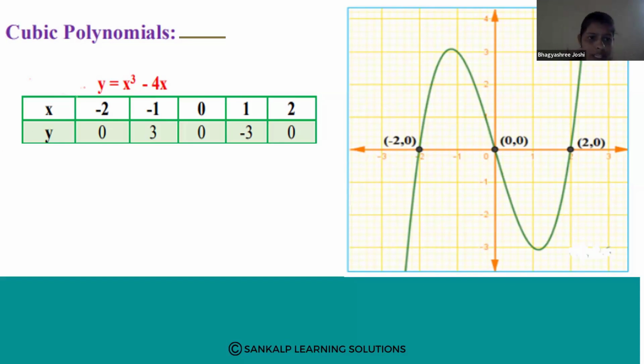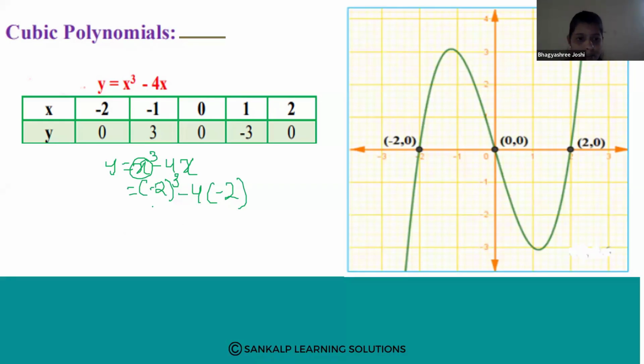So x cube minus 4x. If you take it, you make a table. To plot a graph, the basic thing is one table: one column is the x value, another is the y value. y is equal to x cube minus 4x. If I take x as minus 2: minus 2 cube minus 4 into minus 2. I am taking x equal to minus 2, right? Minus 2 cube, that means minus 2 into minus 2 into minus 2.